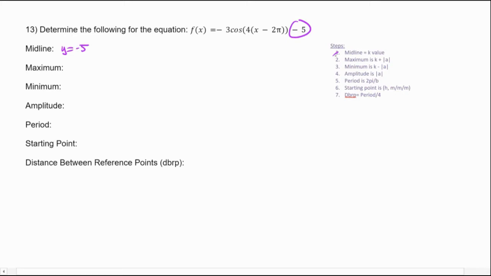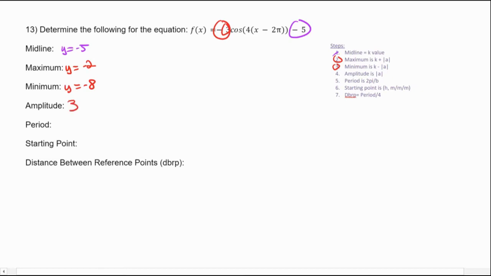Next, the maximum is just k plus the amplitude, which is 3, or the absolute value of the a value. So -5 plus 3 is just -2. And the minimum, same thing, it's k minus the amplitude, so -5 minus 3, which is just y equals -8. And the amplitude itself is just the absolute value of the a value, which is just 3.